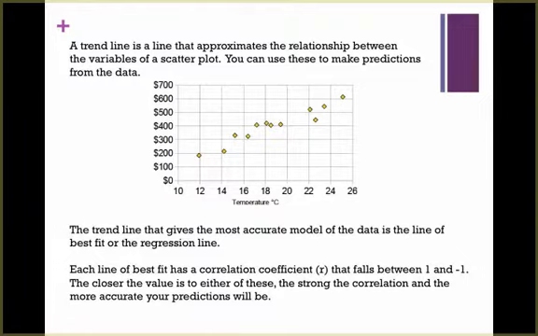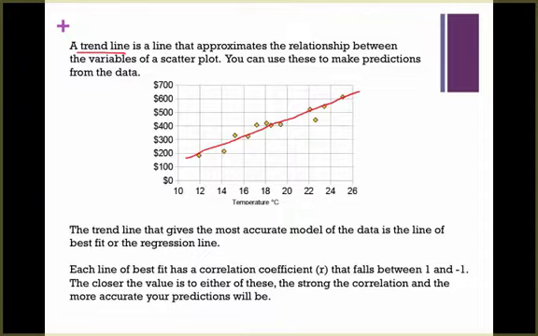Now let's go back to our first scatter plot and talk about what we call a trend line. A trend line is a line that's going to approximate the relationship between the variables of a scatter plot, and we can use those trend lines to then make predictions about our data. So if I were to look at this data, I want to try to find a line that would model as close to those dots as I could. So I might expect a trend line to maybe look something like this.